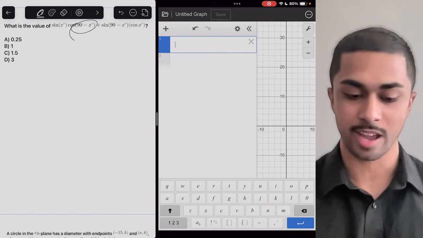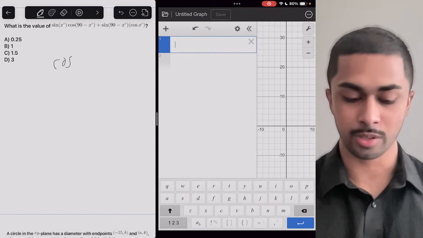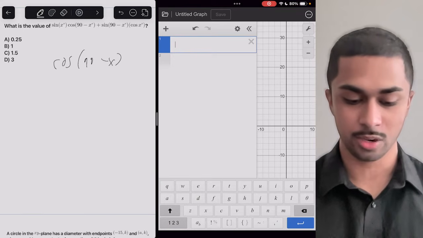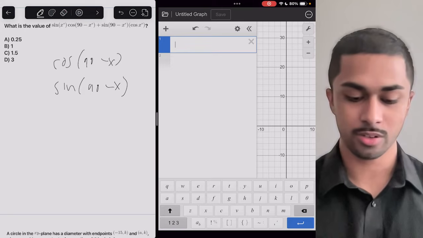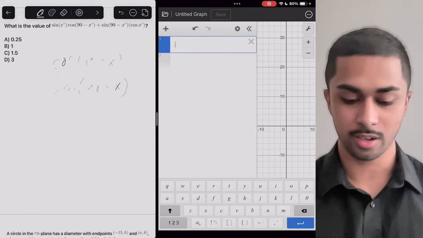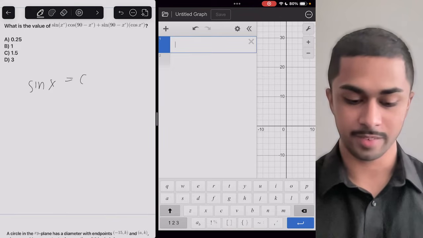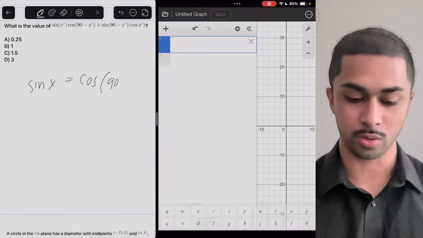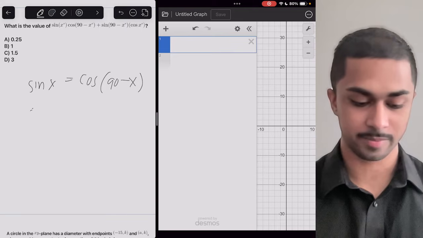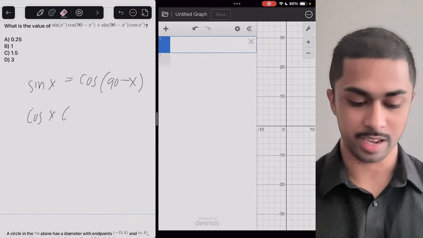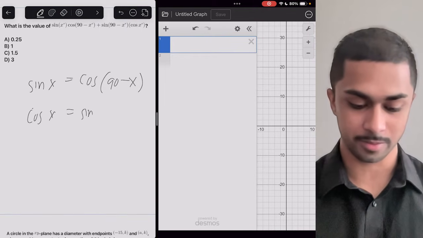So anytime you see 90 minus x, whether it's cosine 90 minus x or sine 90 minus x in a question, you always think of this trig identity, that sine x is equal to cosine 90 minus x. And the same is true for the opposite.